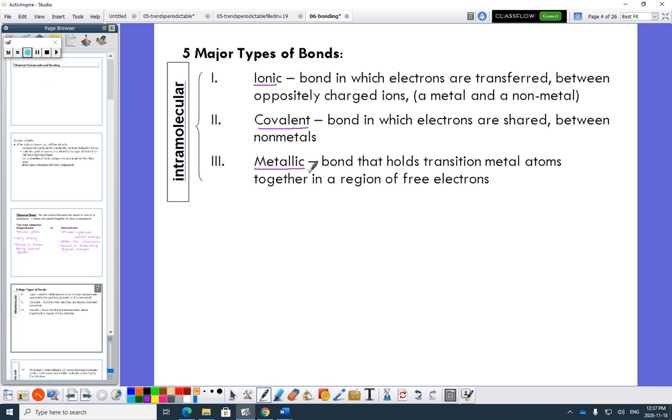I think you have to, all I wrote down was the name, right? Yes. Pick a different color and highlight the types of atoms.